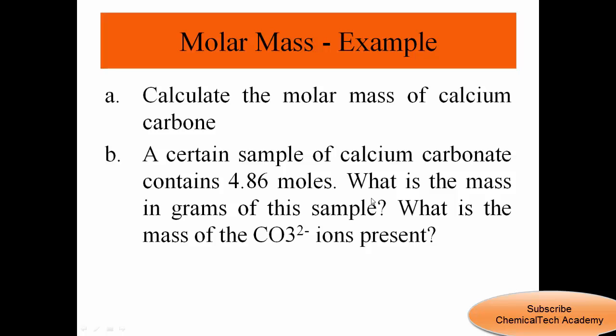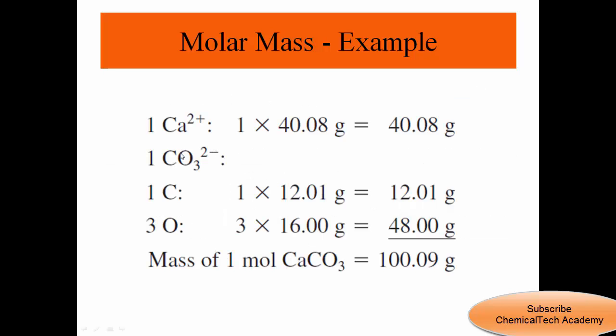Next example, calculate the molar mass or molecular weight of calcium carbonate. A certain sample of calcium carbonate contains 4.86 moles. What is the mass in grams of this sample, and what is the mass of the carbonate ion present in this sample? So let's do the first part first. So calcium carbonate, we have calcium and carbonate. So 1 mole of calcium carbonate has 1 calcium and 1 carbonate ion. So the atomic mass of calcium is 40.08. We have only 1, so it's going to be 40.08 grams.